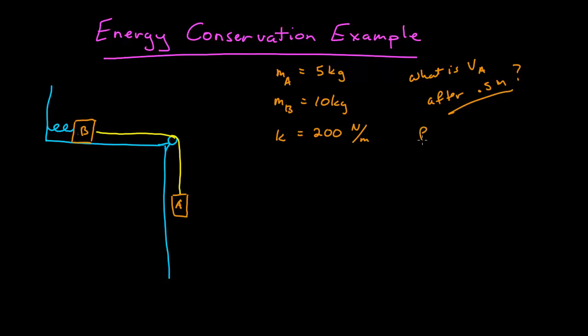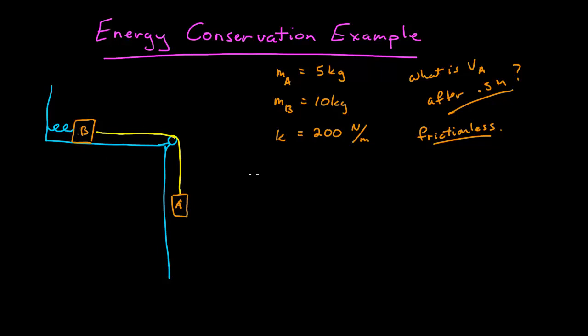So we do say it's frictionless. So what are the forces that are acting on A and B? So on A, there's gravity and the tension in the string. On B, there's the normal force and gravity, as well as the spring and the tension in the string.